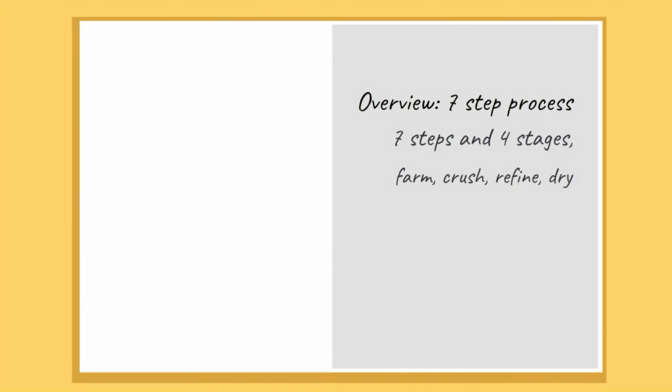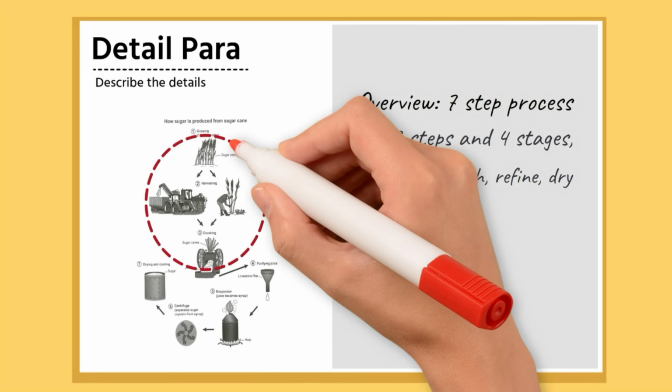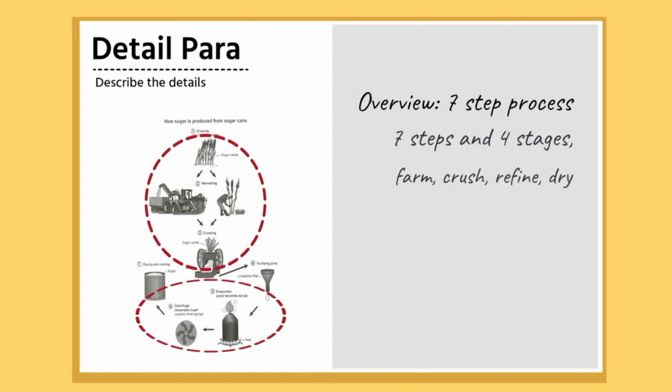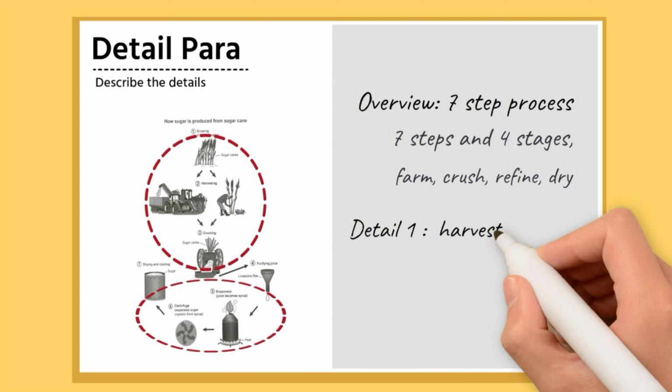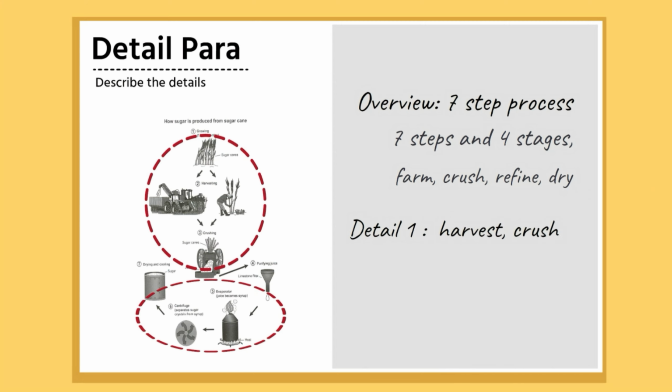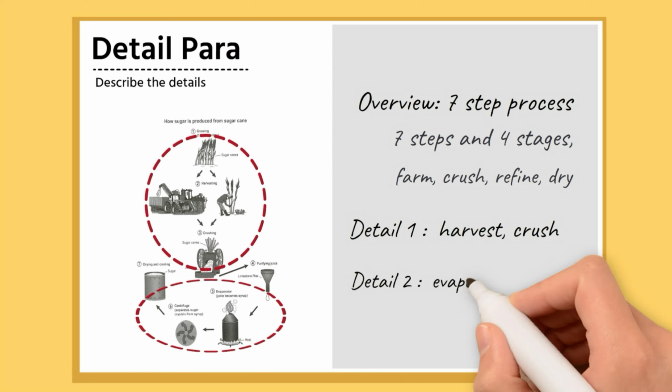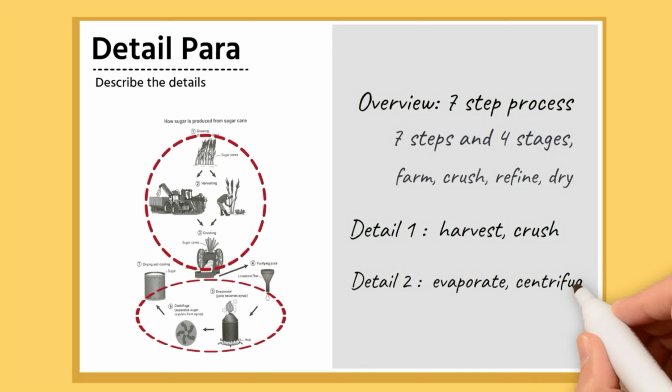Next, detailed paragraphs. 2 parts. The first 4 steps in one paragraph and the last 3 in another. I will focus on the complex steps and try to explain them in detail. In detail paragraph 1, focus on harvesting and crushing. Write it down. In detail paragraph 2, focus on refining and centrifuging. Write it down. Now, my plan is done.